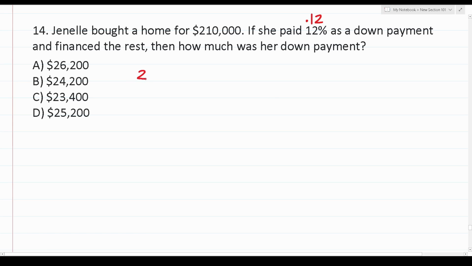So we're going to do 210,000 times 0.12. All right, the trick to multiplying a whole number by a decimal is this. You want to take your decimal and clear it by shifting it to the right however many times you need to. In this case, we have to shift the decimal in 0.12 2 times to the right such that we can rewrite this problem without a decimal like this.